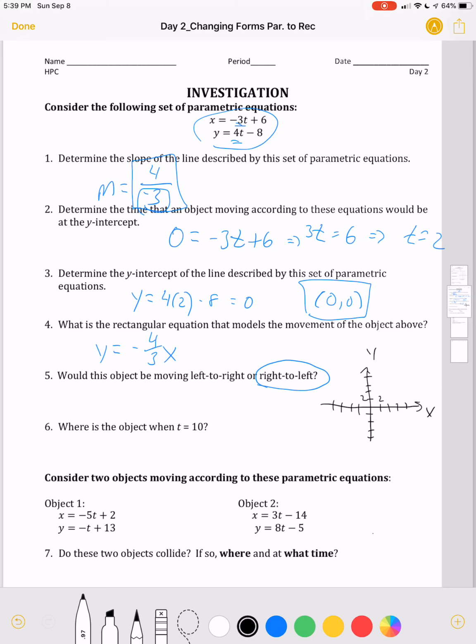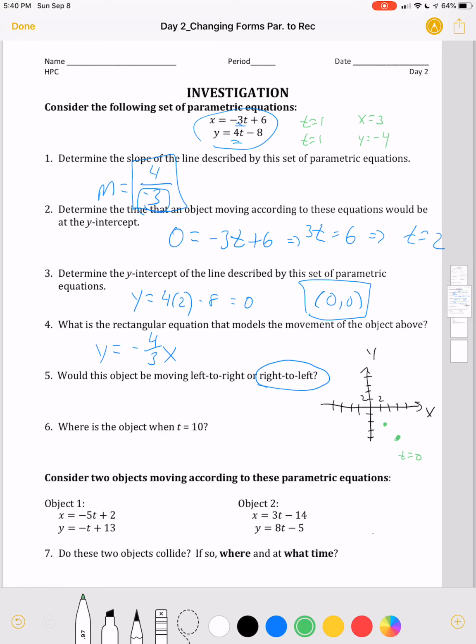So let's see if this works. So 6, -8. So 2, 4, 6, -8 is right here. That's at time t equals 0. And then if we go to t equals 1, if I plug a 1 into each one of those, the x value is -3 times 1, so that's -3 plus 6 is 3. If I plug a 1 in for y, that's going to be 4 minus 8, which is -4. So x equals 3 is going to be in between the first and second hash mark, and then down -4.